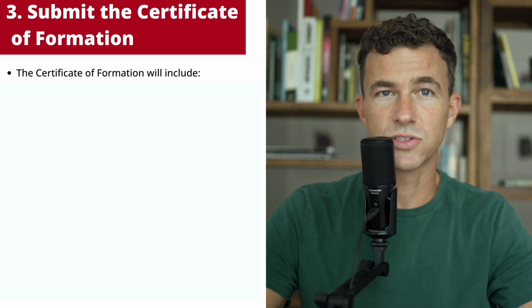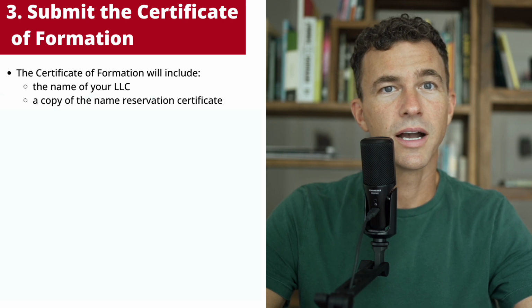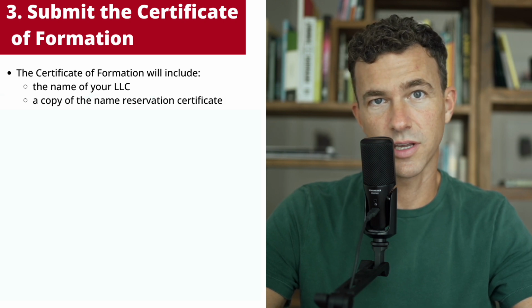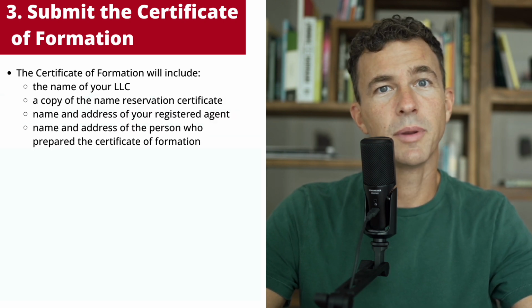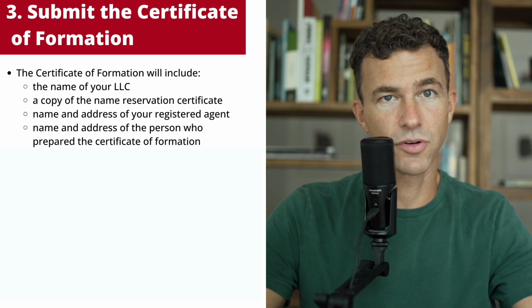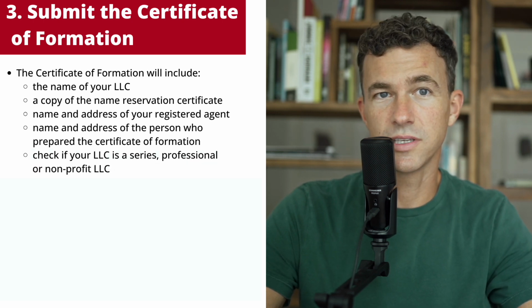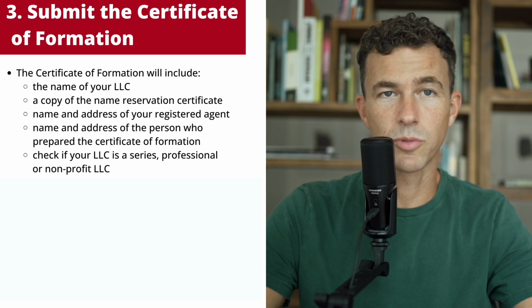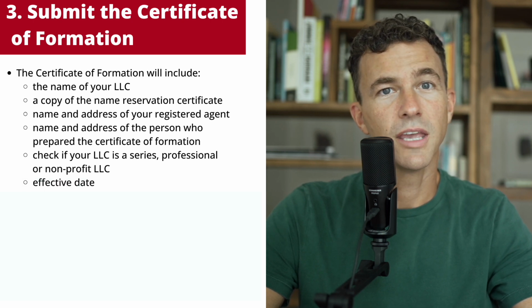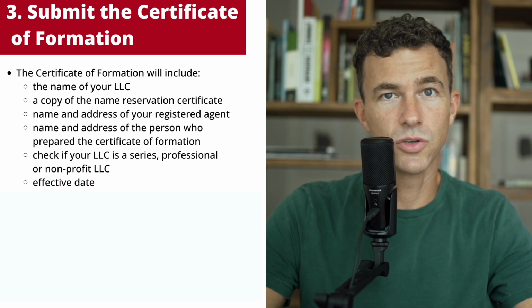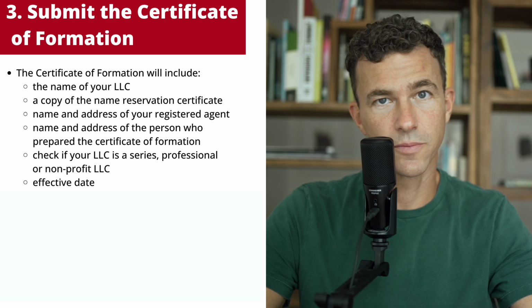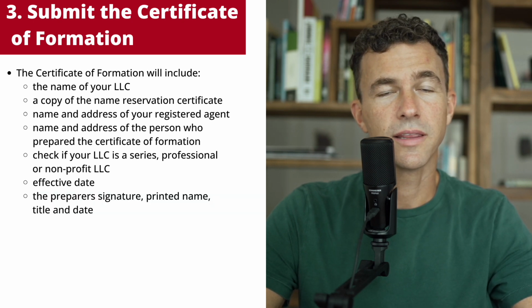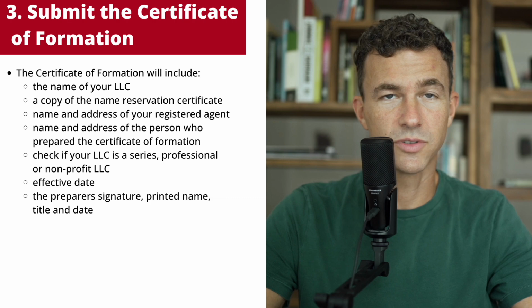Your certificate of formation will include the name of your LLC, a copy of the name reservation certificate, name and address of your registered agent, name and address of the person who's preparing the certificate of formation. Select if your LLC is a series, professional, or nonprofit LLC. The effective date. If you don't want to immediately form your LLC, you can create it up to 90 days in the future. Any other matters you'd like to include? Then the preparer's signature, printed name, title, and date.